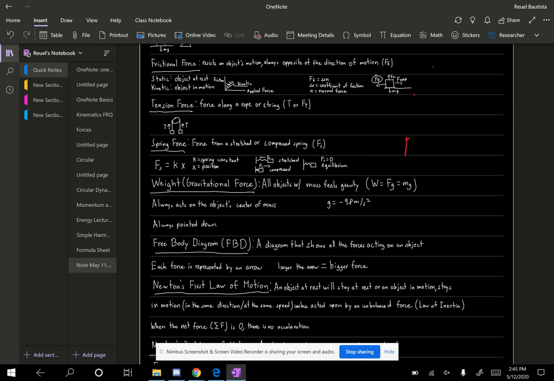With frictional force or with spring forces, we go by this equation. F is equal to kx, right? So the force of a spring is dictated by the spring's constant and the displacement, right? How much are you stretching it by? How many meters are you stretching it by? How many meters are you compressing it by is what x stands for.